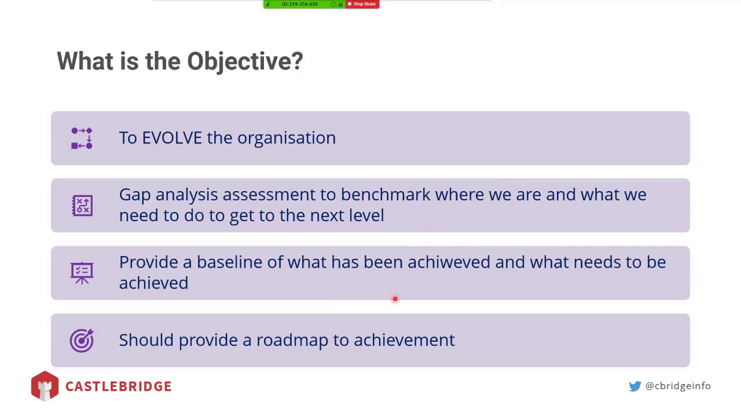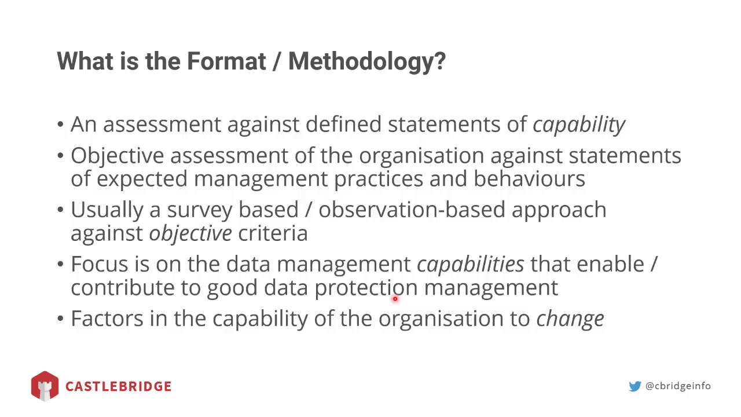So where have we come from, what have we done, what do we still need to do, and it gives a clear roadmap in terms of descriptive, clear statements of capability that can be implemented to move the organization up the hierarchy.